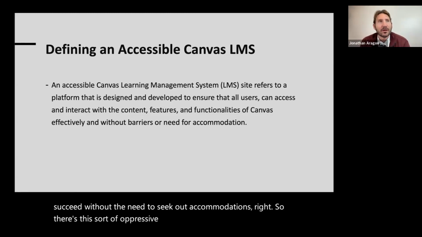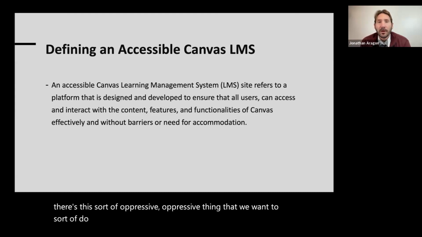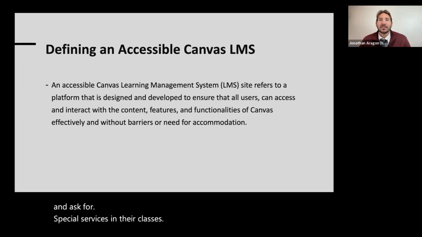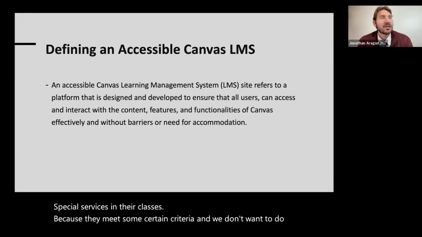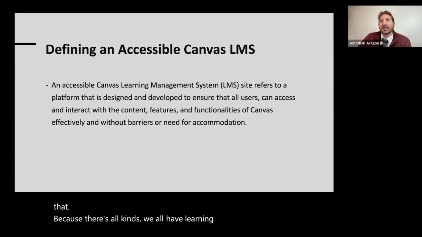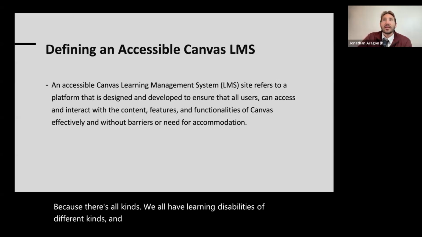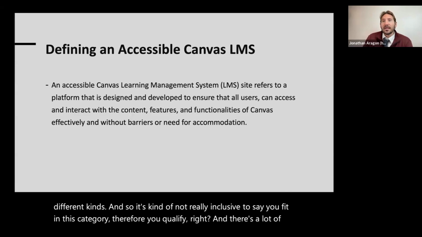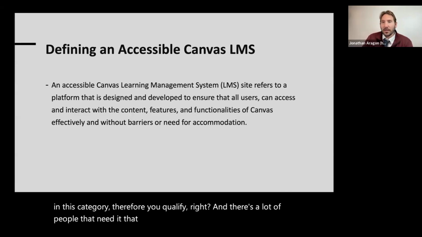So there's this sort of oppressive thing that we want to do away with whenever possible, where people have to go and ask for special services in their classes, seek accommodations because they meet some certain criteria. And we don't want to do that because we all have learning disabilities of different kinds. And so it's kind of not really inclusive to say, oh, you fit in this category, therefore you qualify, right? And there's a lot of people that need it that don't seek it out because they don't want to spotlight themselves, right?